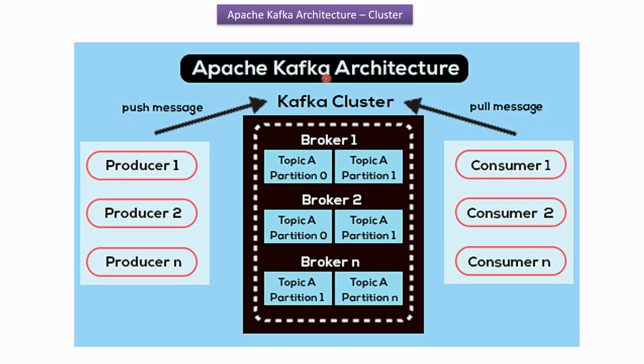Here you can see Apache Kafka architecture. Here you can see the Kafka cluster. The Kafka cluster can have multiple brokers, and each broker can have topics, and each topic can have multiple partitions. And here you can see the producers, which publish messages to the Kafka topic, and here you can see the consumers. Consumers subscribe to a particular topic and consume messages from that topic.